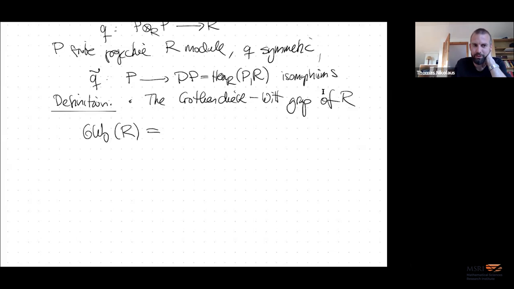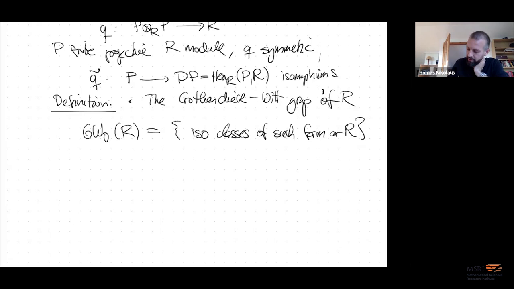What you do is you just take iso classes of such forms, symmetric and unimodular forms over R. That is actually an abelian monoid under direct sum, or orthogonal sum. You can just take two of those forms and add them. That gives you a new one. And then, as usual in K-theory, you would group complete. That defines the Grothendieck-Witt group of R.